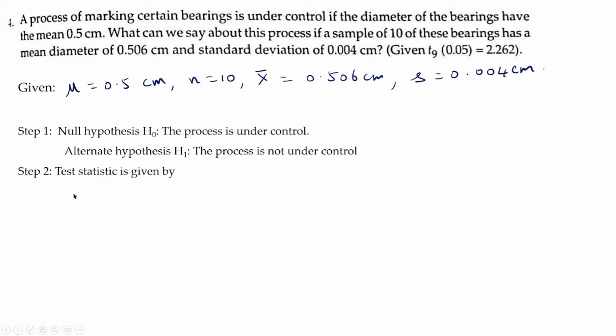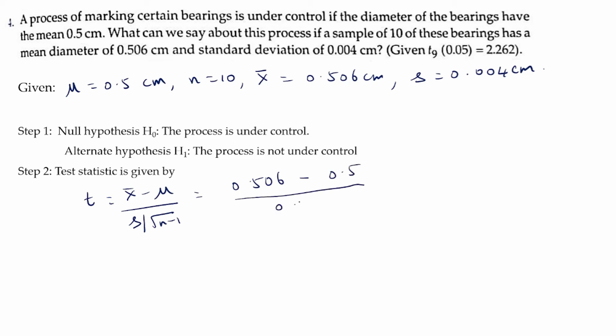Then the next step, the test statistic is given by T is equal to x bar minus mu upon S by root of n minus 1. So x bar is given 0.506, mu is 0.5 upon S is 0.004. Here I am writing into root of n minus 1. N is 10, so it is 10 minus 1. So this is equal to 0.006 upon 0.004 into root of 10 minus 1 is root 9, which is 3. So it is 18 by 4, which is 4.5.